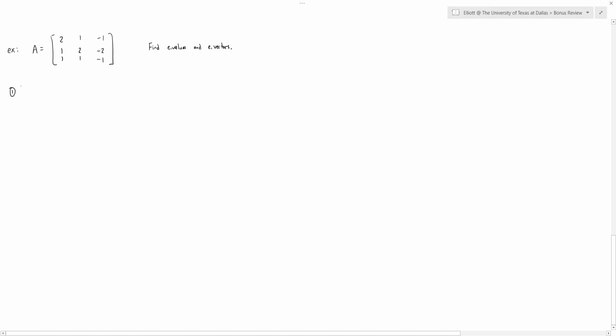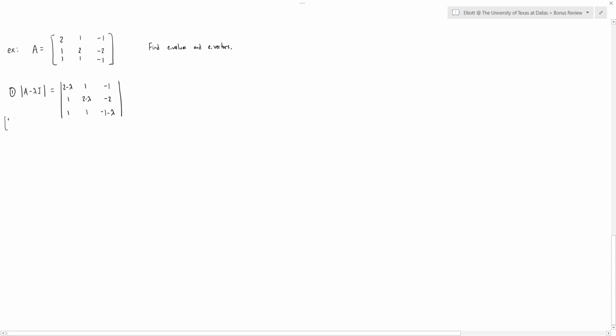So again, we're going to start by calculating the determinant of A minus lambda I. So A minus lambda I amounts to subtracting lambda from each of the diagonal entries of A. Everything else will remain the same. Now it's a little bit more complicated then because we have to compute this 3x3 determinant. So I'll compute it by doing cofactor expansion. I'll just do expansion along the first row.